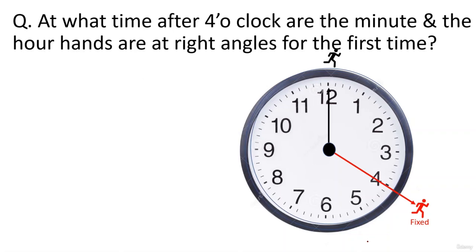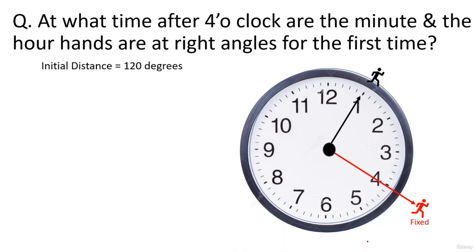At what time after 4 o'clock are the minute and the hour hands at right angles for the first time? Again, this is slightly different as compared to the previous one. Now understand, to reduce the angle, we'll keep the police moving and the thief fixed, or we'll keep the hour hand fixed, and only the minute hand moves at the relative speed. The distance to be covered is how much? Initially the angle between them is 120 degrees. At 4 o'clock, what will be the angle between the two hands? 4 times 30, 120 degrees. But you want the angle to be how much? 90 degrees, right?